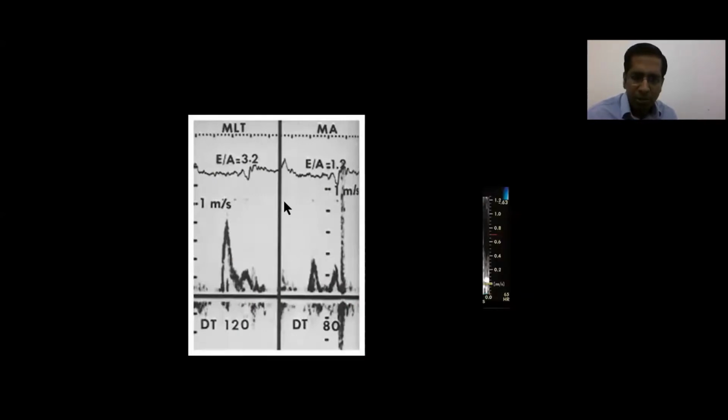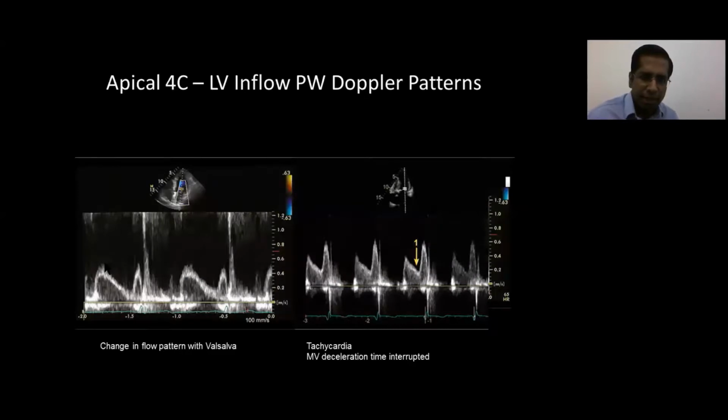Now, it is important to also note where you place the cursor. This is a very old study, and many such data are available. Here it is at the leaflet tips, and this is the data that we get here. Here it is at the annulus, and this is how it looks. If you place it at the leaflet tips, it may look like this, whereas if you go more towards the apex, it may start looking like this. If you come towards the annulus, it looks like this. So again, it is extremely important to know where to place them. It is at the tips that we place the cursor, and that is how we measure it. That is just to highlight that.